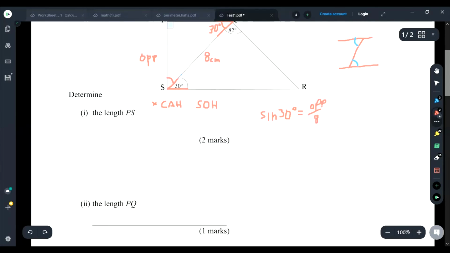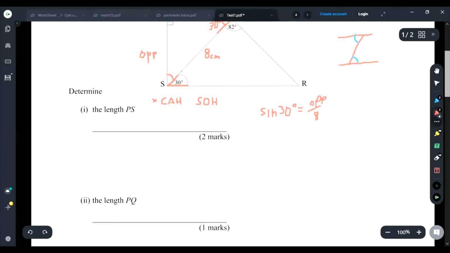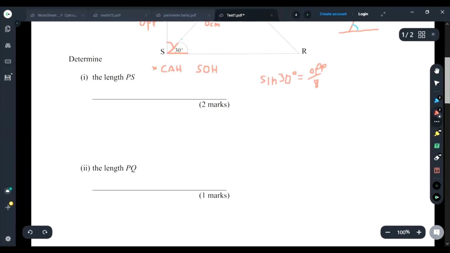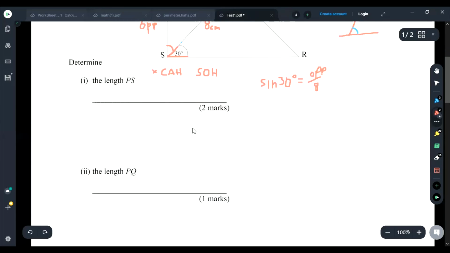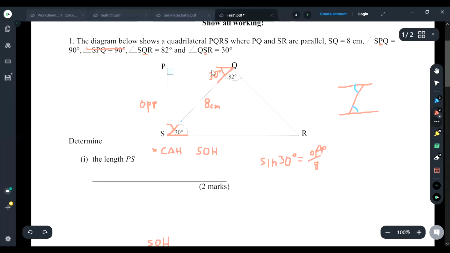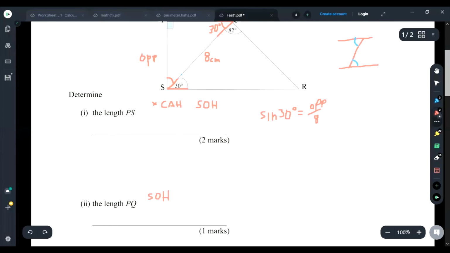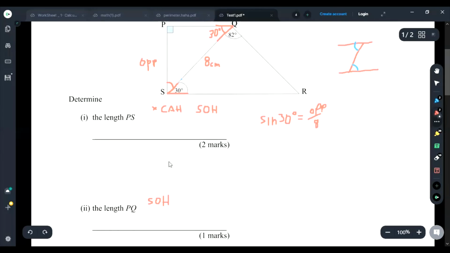The next task here is to find the length PQ. How can we find the length PQ? Can we use sine again? To find PQ? What do you guys think? What would we do? Cosine. Okay, so we're not going to use sine this time.